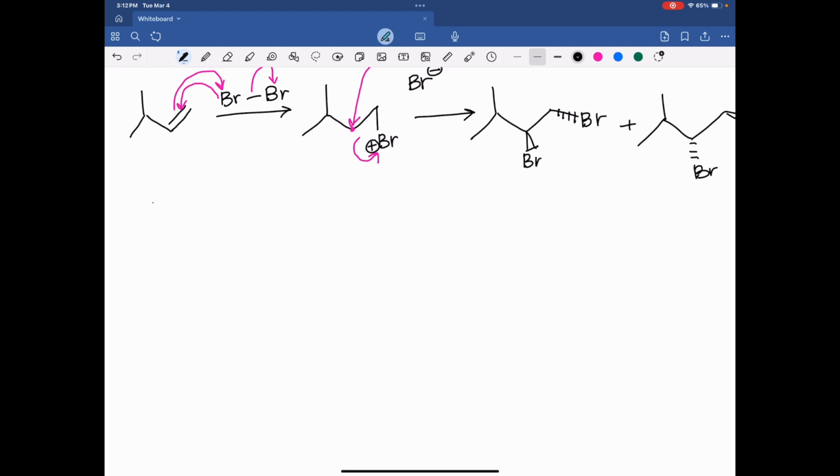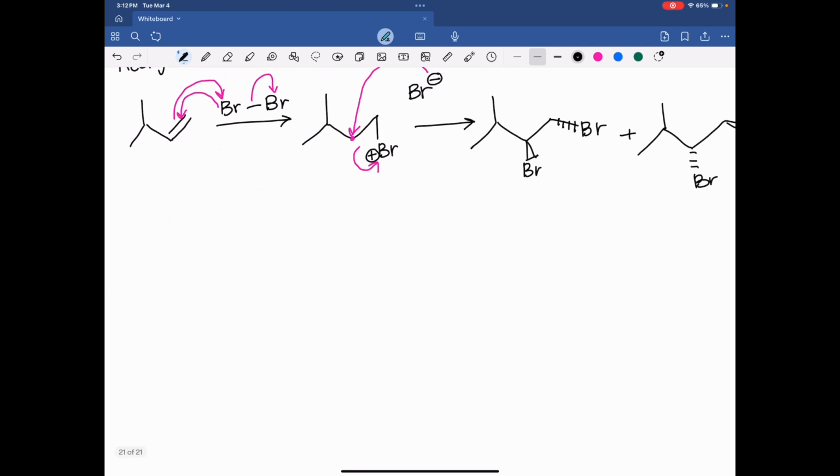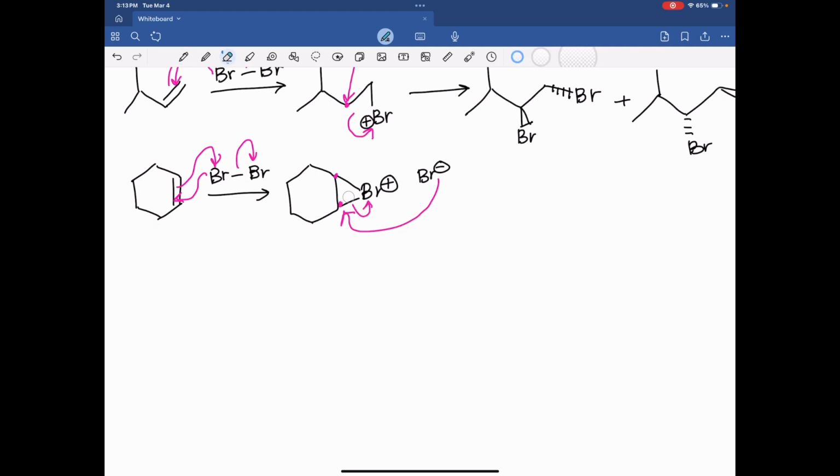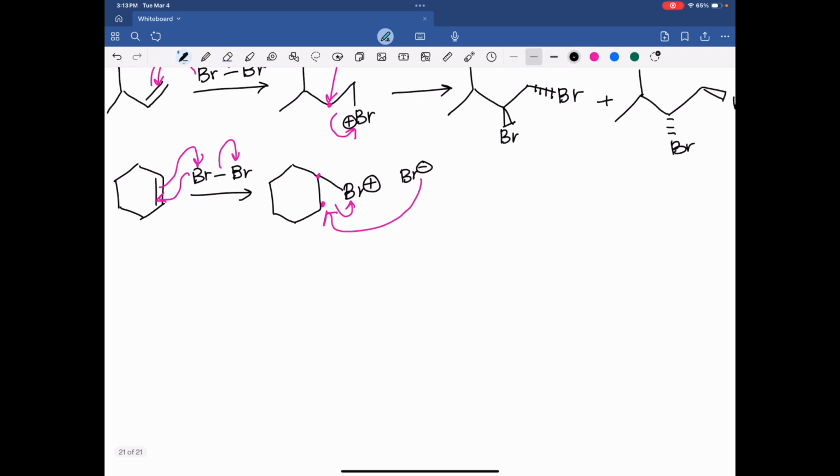Okay, now let's do this with a ring really quick. So my double bond is going to grab back. This bond is going to go to the bromine. And then my Br minus is just going to attack one of these. And then this bond right here is going to go back to the bromine. And if I need to, I can erase this bond just so I remember where things are going.